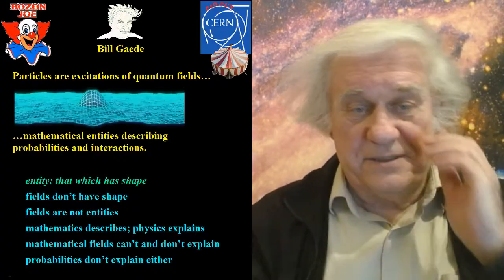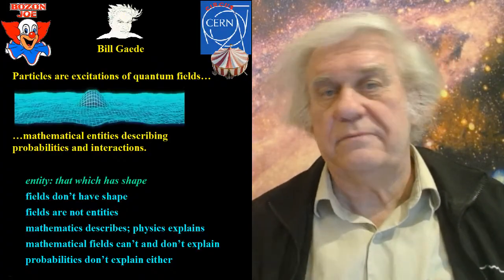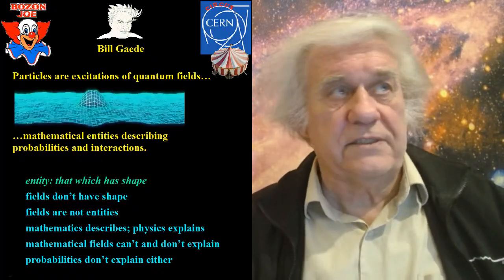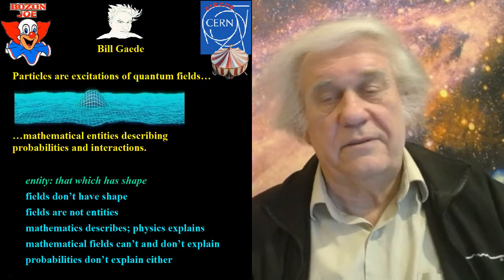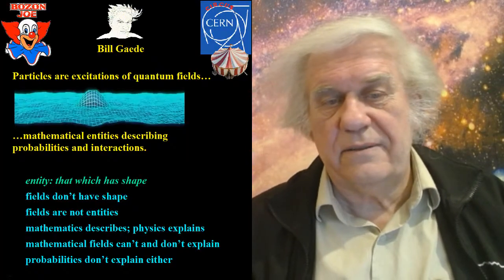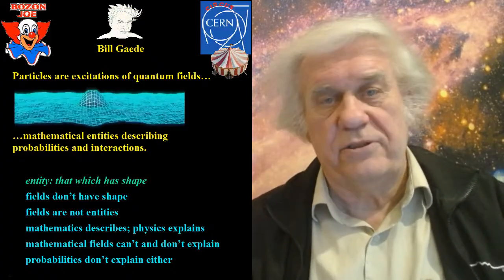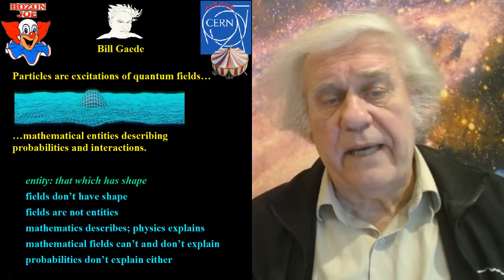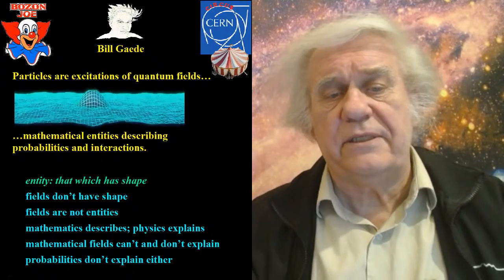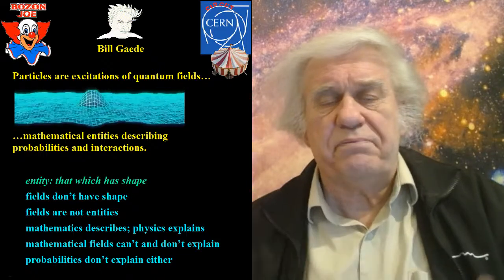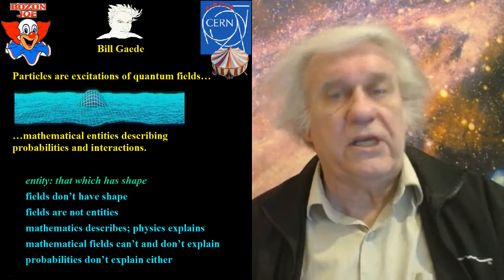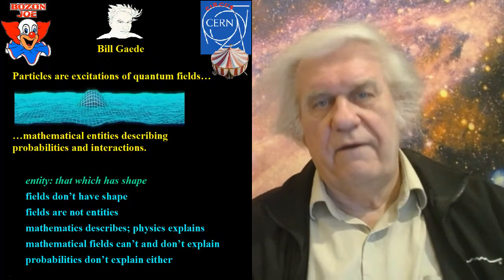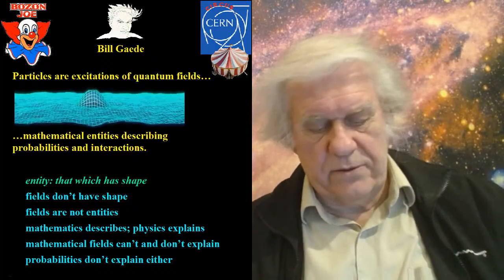Okay, so he says a particle is an excitation of a quantum field, whatever that is. And of course, a field is just a bunch of numbers. It's defined as a value at each point in space. So what he's saying is excitations of numbers, of values, of magnitudes. And he says mathematical entities describing what? Probabilities and interactions. Yeah, exactly. So these are probabilities. It's all numbers. It's got nothing to do with physics. What did Richard Feynman say? Physics is physics, math is math. Never the twain shall meet.